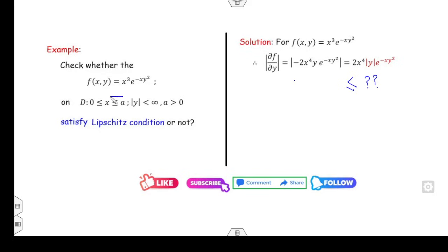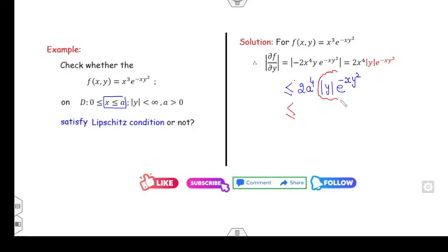Fine. We have known that the value of x will be less than or equal to a. I can write this number is less than or equal to twice a raised to power 4, y e raised to power minus x y square. Fine. Now when will this number be less than?